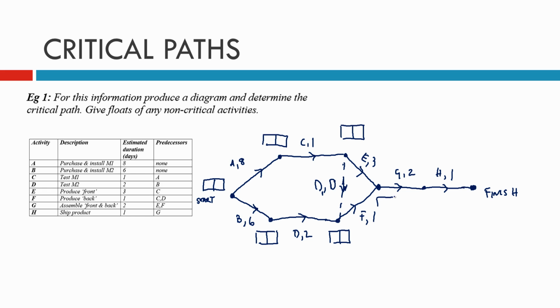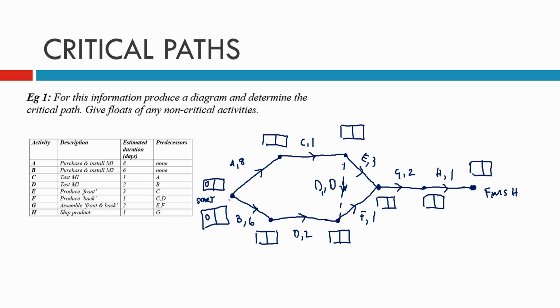One means the EST, so the earliest start time. The other one means the latest start time. Okay? So, put a 0 there, and we'll put another box here on the B as well, because this helps us work out the B and 0 there.